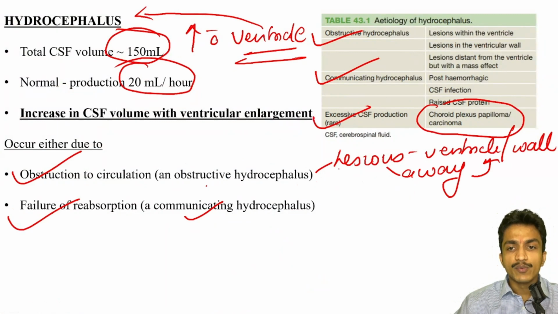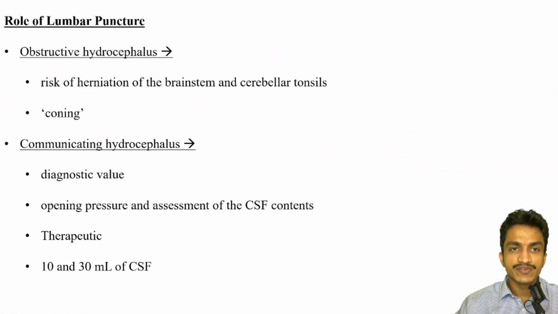leading to hydrocephalus. And what are the causes of communicating hydrocephalus? It can be either post-hemorrhagic, wherein there is decreased reabsorption, or due to any kind of infection, wherein there is an increase in the protein and the debris in the CSF, so there will be impaired absorption, or raised CSF protein. So these are the causes of hydrocephalus.